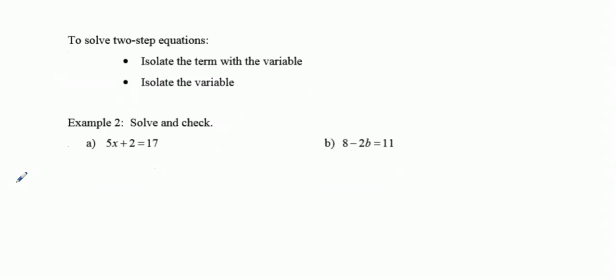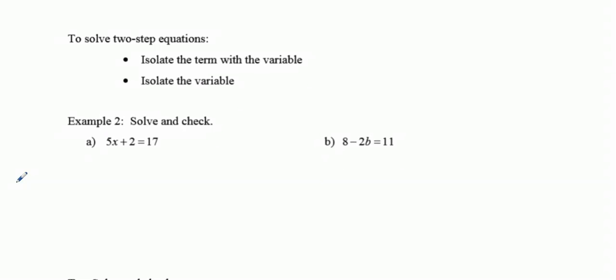Now we're going to get a little more complex, because we're going to have to solve equations that involve more than one step. So we either added or subtracted or multiplied or divided to isolate our term. But this time, what we might have to do is combine some like terms, okay?